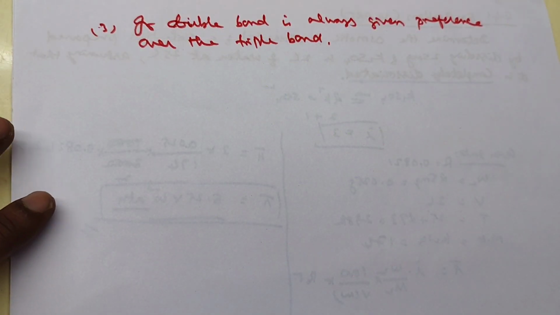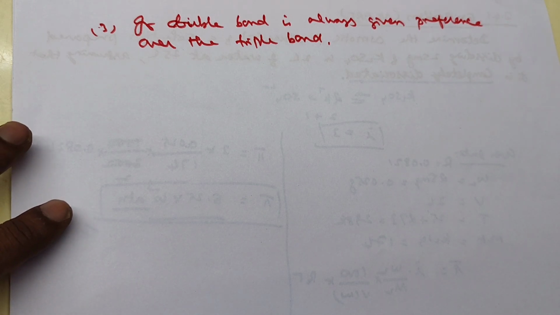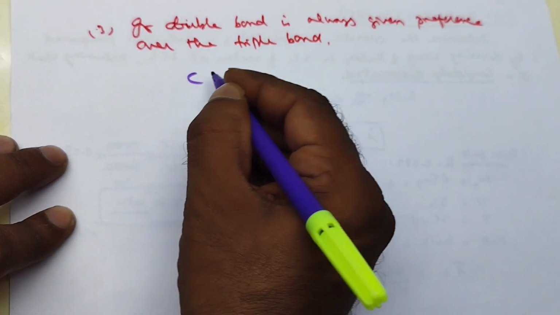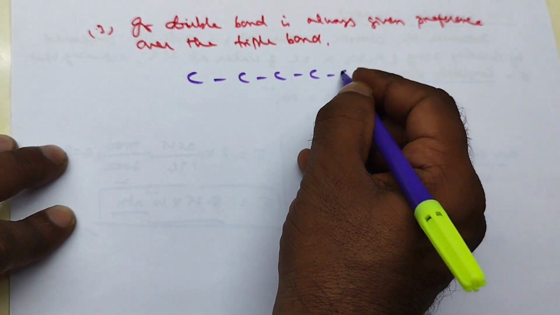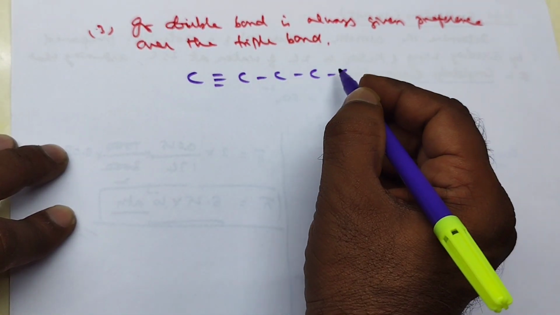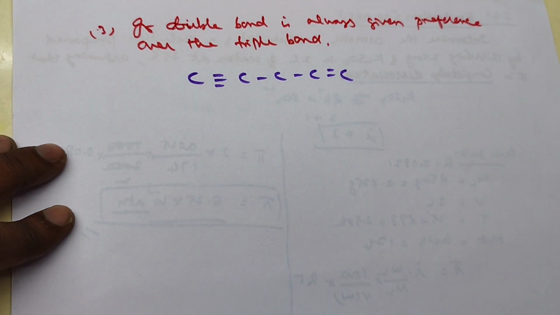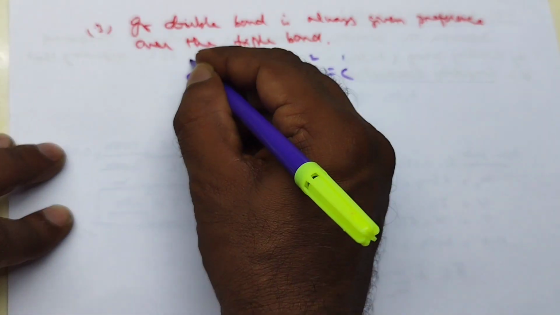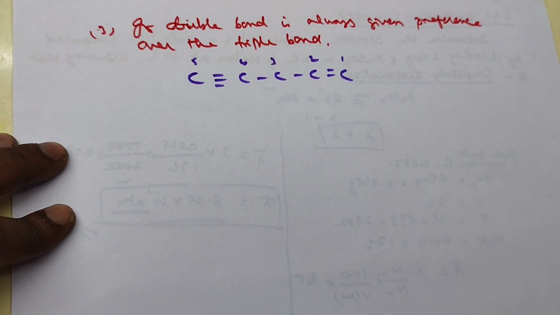If a double bond and a triple bond are both there in an organic compound, you have to give preference to the double bond, not the triple bond. I will give an example for this case. If we have 5 carbon atoms, here we have a triple bond and here we have a double bond. Which side do we start numbering from? You have to give preference to the double bond. So this way only you give 1, 2, 3, 4, 5, and it should not be 1, 2, 3. So don't start with the triple bond, because we give preference to the double bond. This is the correct way of giving numbers to organic compounds.